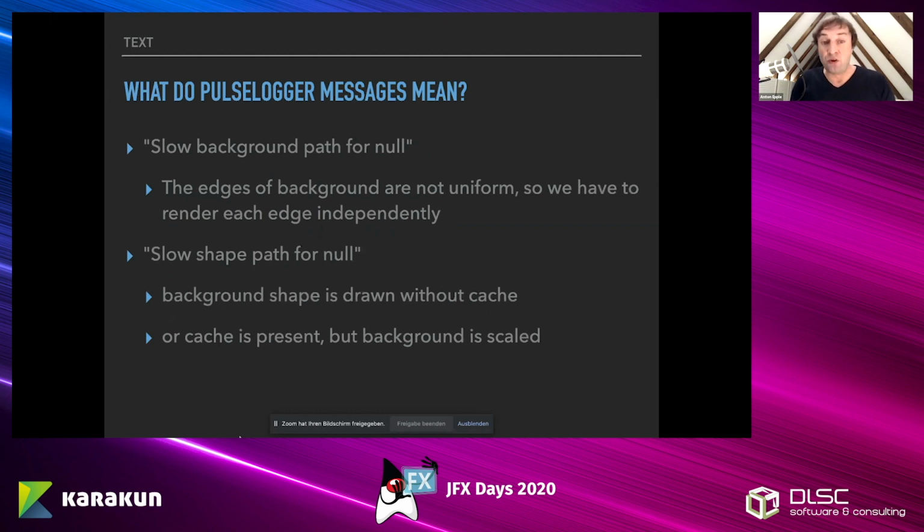Then you have slow background path for null. That is when the edges of the background are not uniform and each edge has to be rendered independently. We have slow shape path for null that you see sometimes, and that is also happening when you're drawing the background shape without the cache, or if the cache is present but the background is scaled, it's getting bigger or smaller, so it has to be repainted.